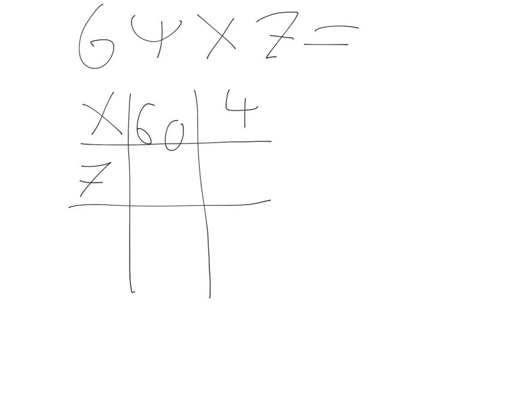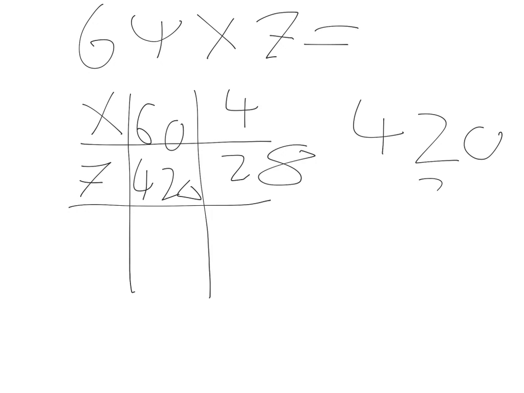So 7 times 4 is 28, and 7 times 6 is 42. But it's 7 times 60, so it'd be 420. Now we're going to do a bit of column addition, or column method, whatever you like to call it. So we're going to do 420 add 28.